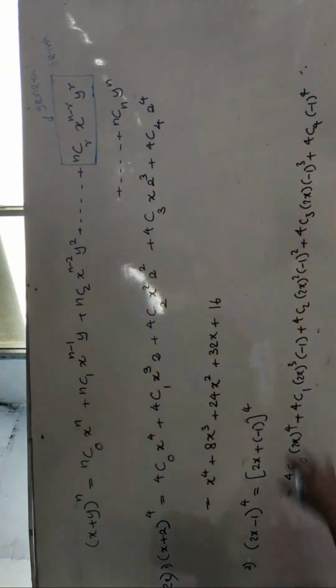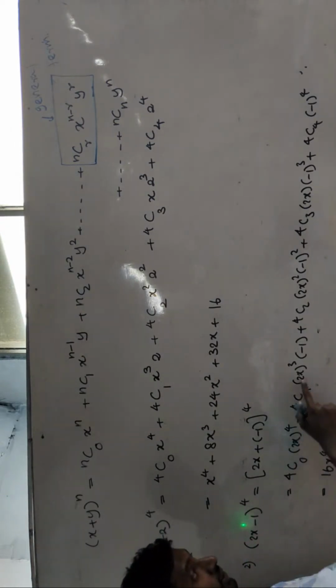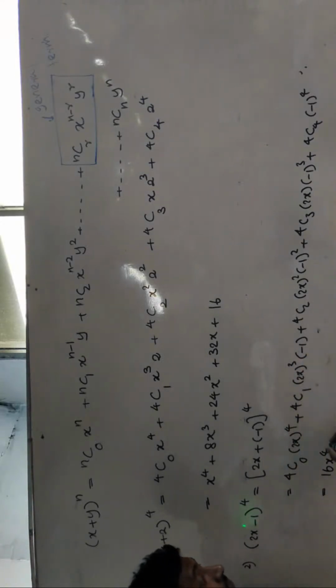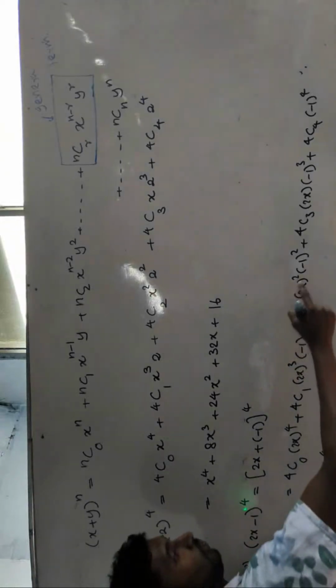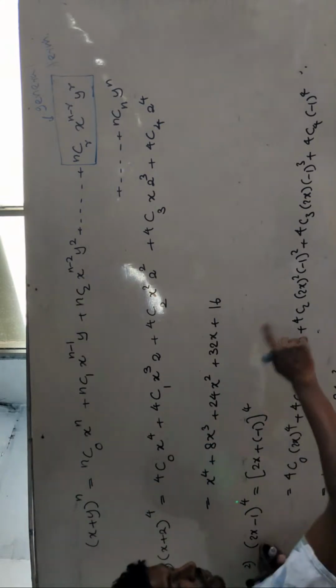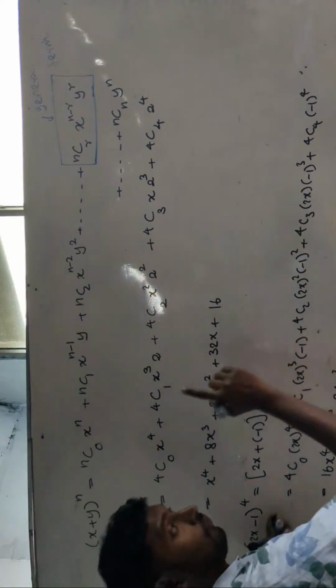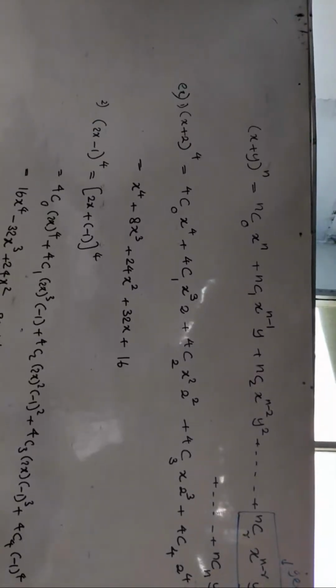Just like that we can do the expansion. Here it will be 1 times 2 to the power of 4, that means 16x to the power of 4. Here, be careful. This is 4, this is 8, and this is negative. That means minus 32x cubed. Next one is 4C2, that means 6, 6 times 4, that means 24x squared, positive. 4C3 means 4, 4 times 2 is 8, but minus 8x. Finally, plus 1.